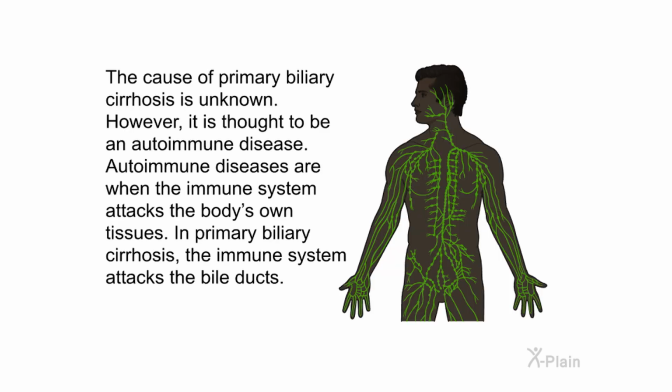Cirrhosis causes scarring and may lead to liver failure and death. The cause of primary biliary cirrhosis is unknown. However, it is thought to be an autoimmune disease. Autoimmune diseases are when the immune system attacks the body's own tissues. In primary biliary cirrhosis, the immune system attacks the bile ducts.